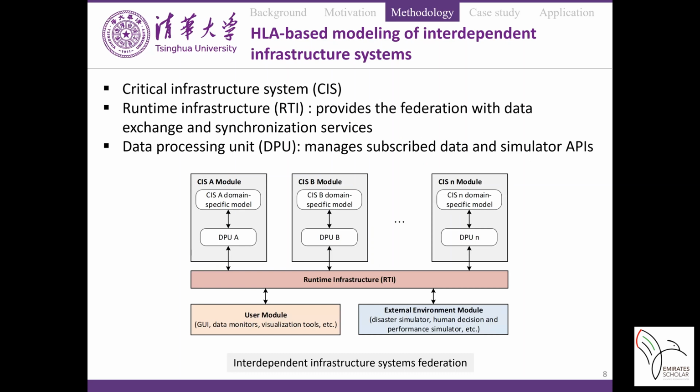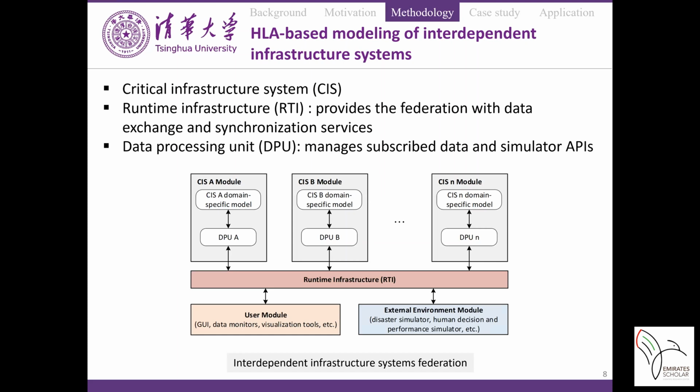As the figure here presents, the architecture of this federation is composed of several critical infrastructure system modules. Each module consists of the domain-specific models that are responsible for modeling the dynamic evolutionary state and behavior of the infrastructure systems, and a DPU, which is a data processing unit that manages the data exchange between the different domain-specific models so as to model the interdependencies between them. And at the center of this architecture, we have the RTI, the runtime infrastructure middleware, that provides the federation with data exchange and synchronization services.